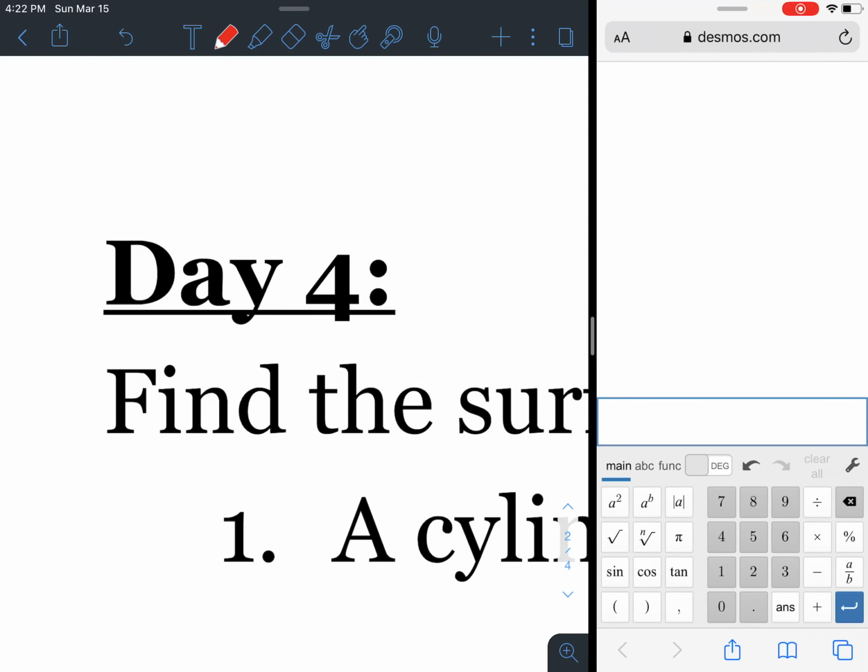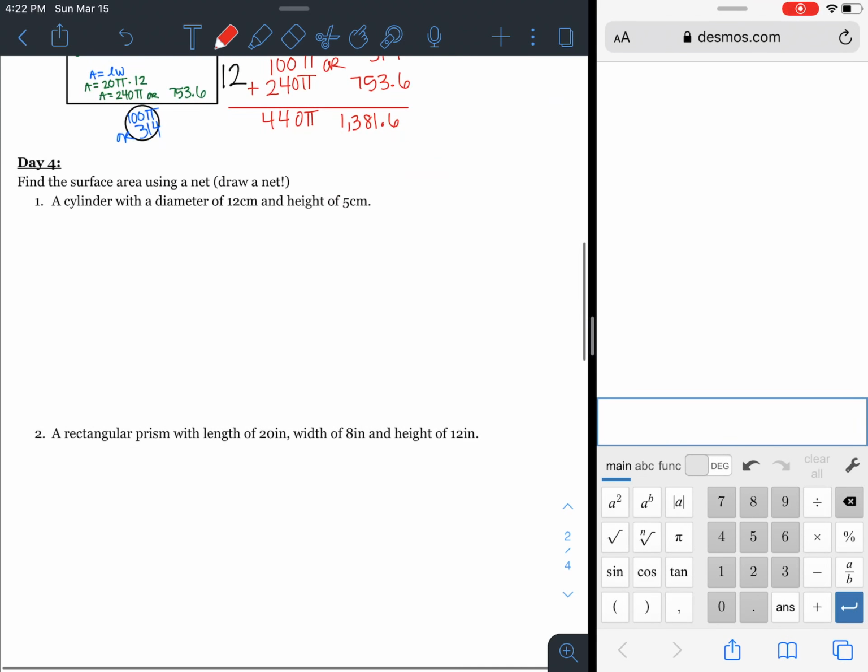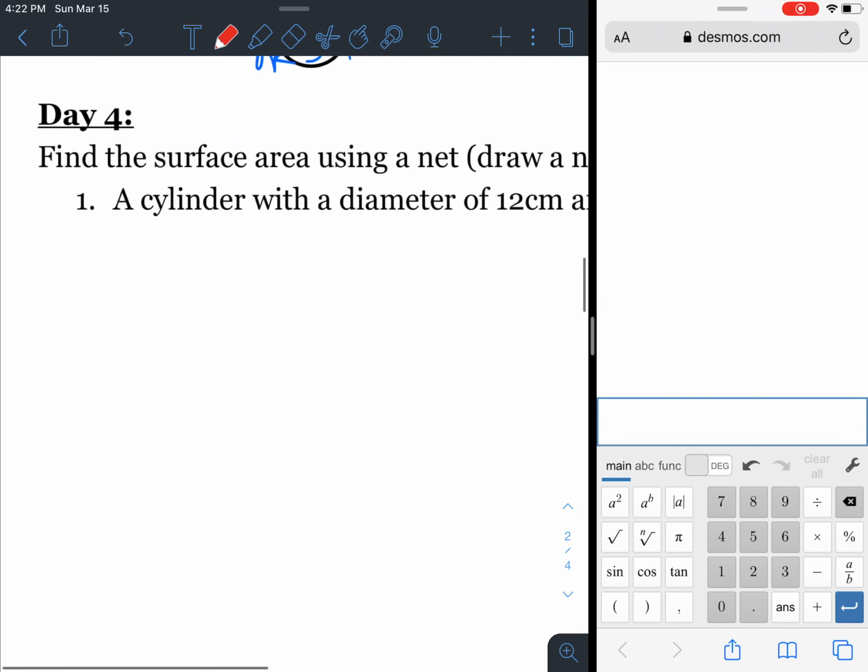Day 4, either continue or pause and come back for day 4. Day 4, you're finding the surface area for both. So, first one, cylinder. Let's go ahead and make our net.